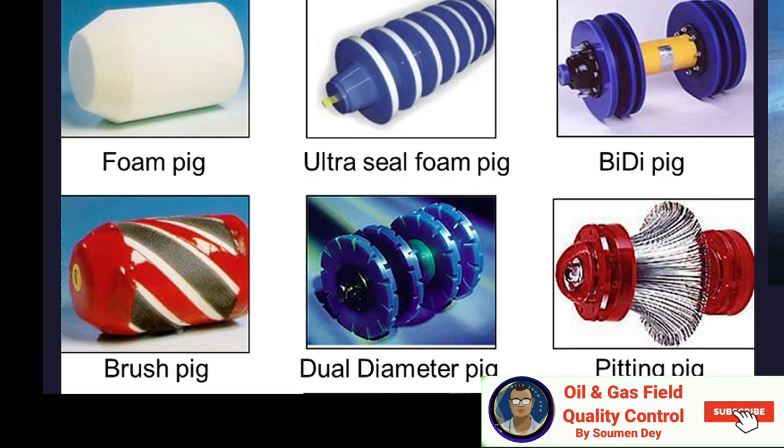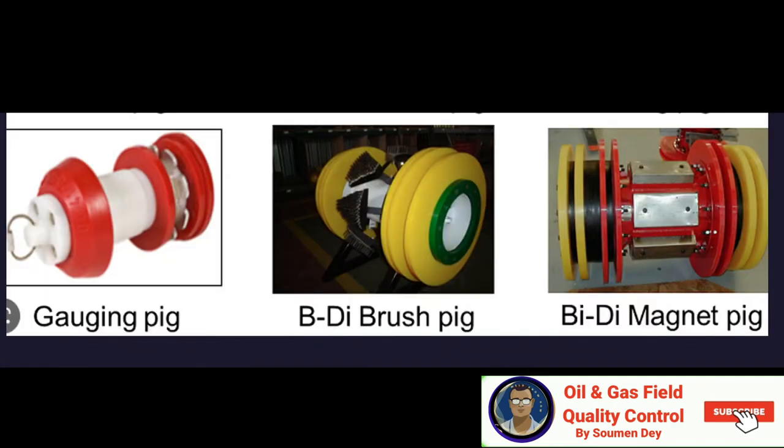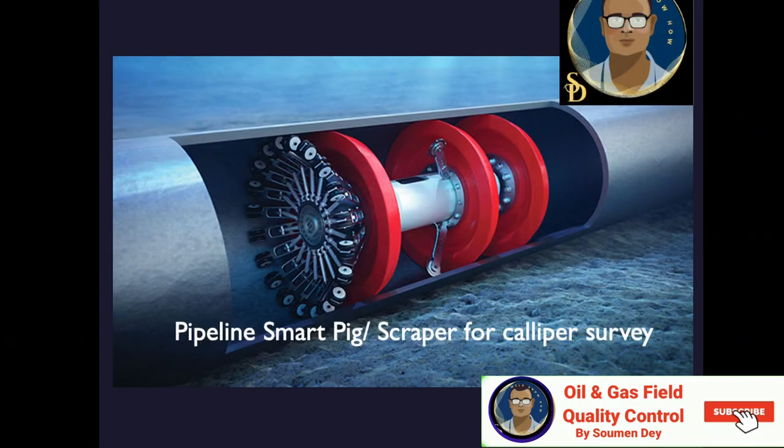Then brush pig, it is a foam pig fitted with a layer of brushes for better pipeline internal cleaning. Dual diameter pig, pitting pig, gauging pig. Gauging pig is used for internal gauging to measure the internal diameter of the pipeline, with an aluminium gauging plate installed with the pig. Bidirectional brush pig, bidirectional magnetic pig, pipeline smart pig or scraper for caliper survey.